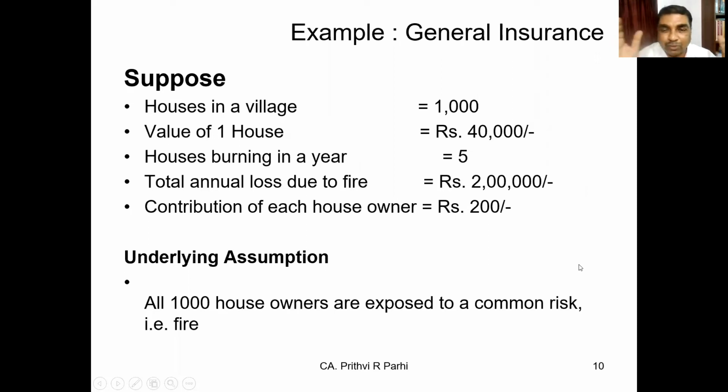Here, 1,000 houses are exposed to a common risk of fire. And it is possible to create a specific policy for this by creating a common pool like this. This is how insurance products are developed. Are you understanding this example? You understood it, or you need elaboration? Yes, understood, sir.